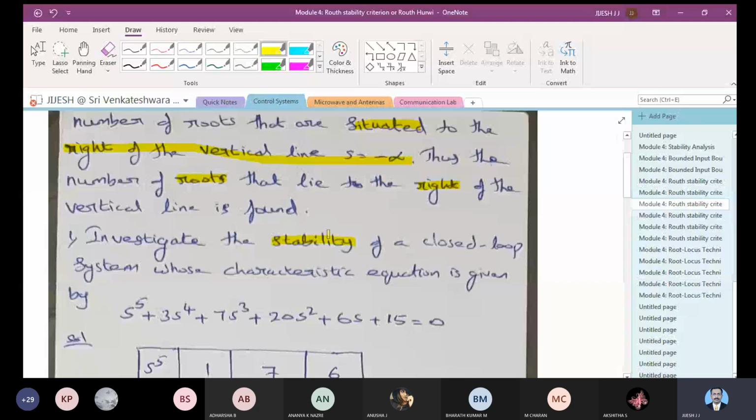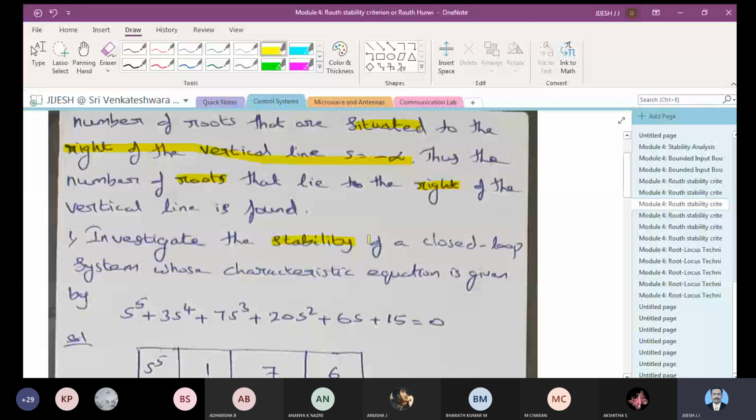If it is 10 marks, even though you have done everything, if you have not done the analysis of whether the system is stable or unstable or marginally stable, your marks will be reduced, because you don't know whether after doing the problem the system is stable or not. So it's very important to find out the stability of the system. We are doing this to find the stability of a closed loop system whose characteristic equation is given by this. This is one of the problems.